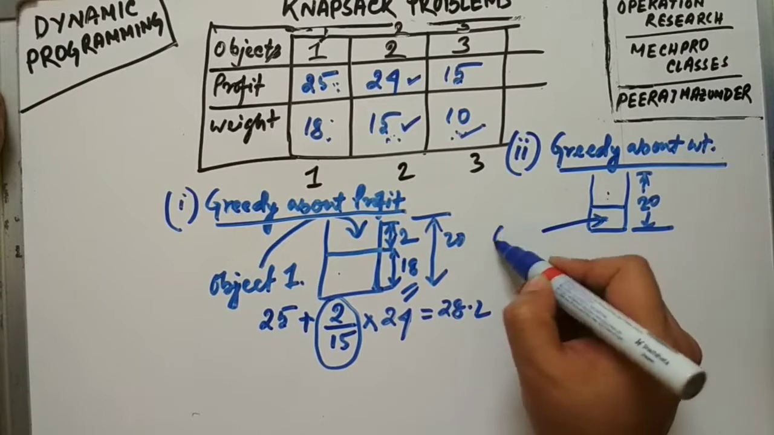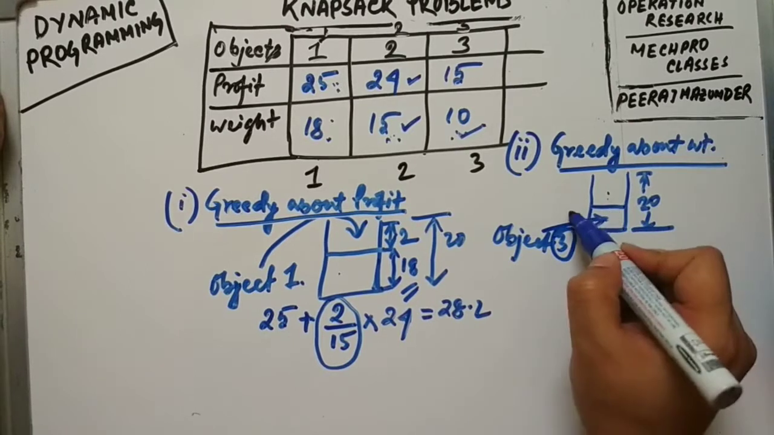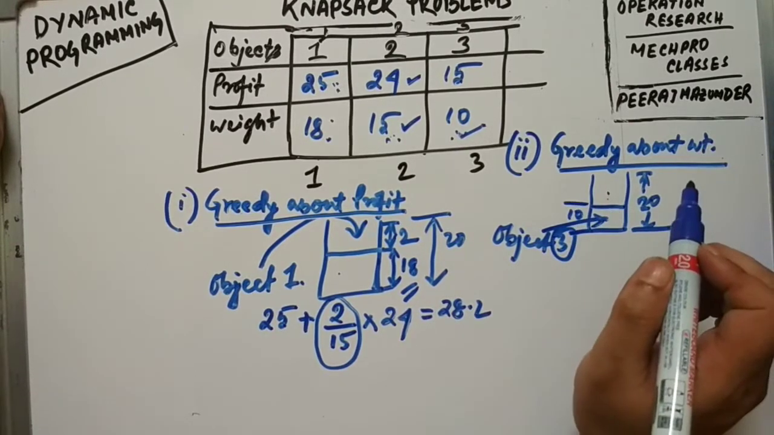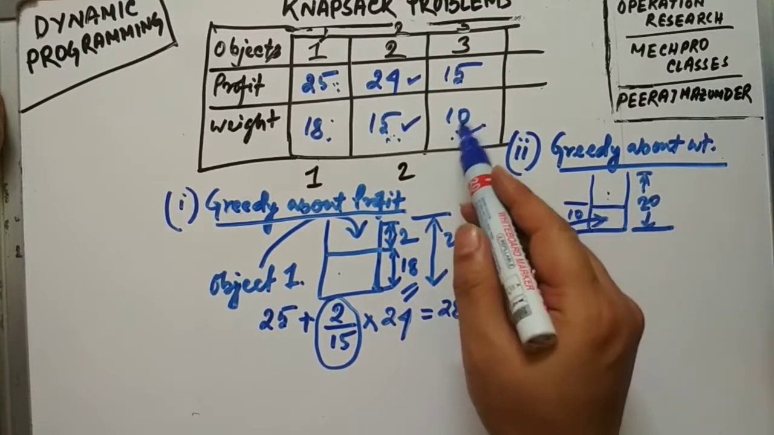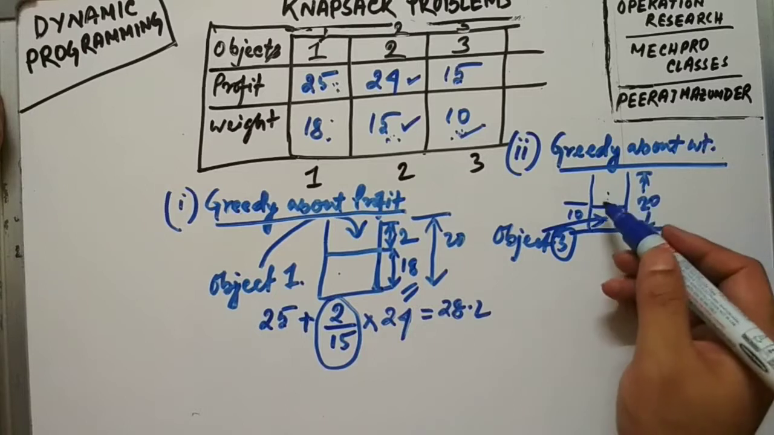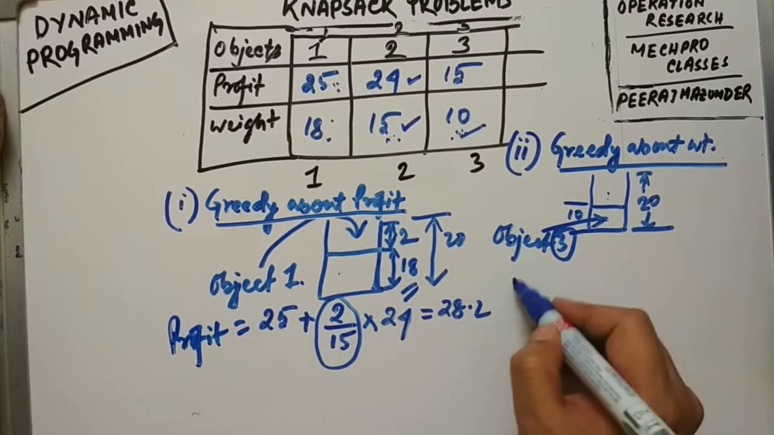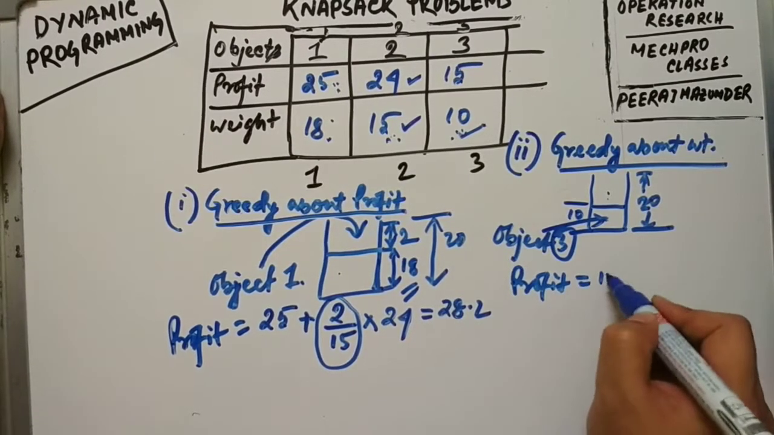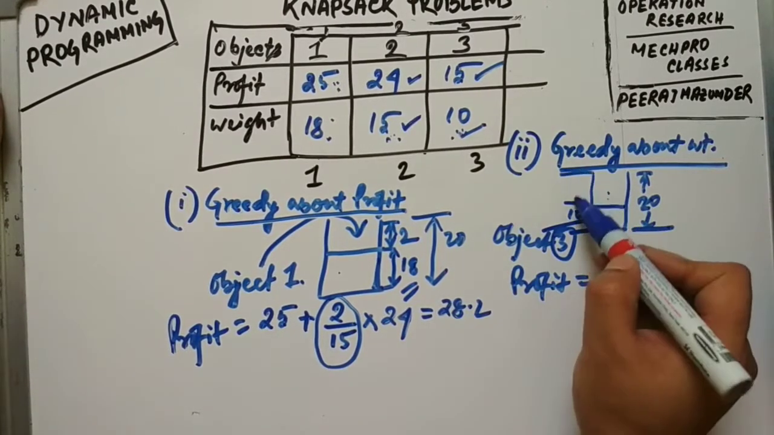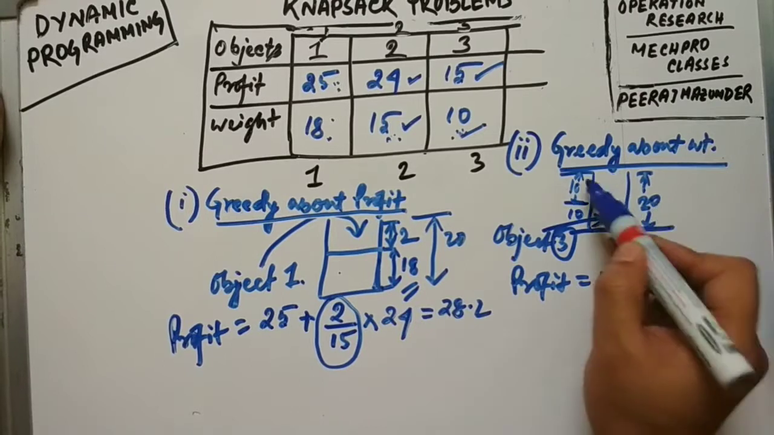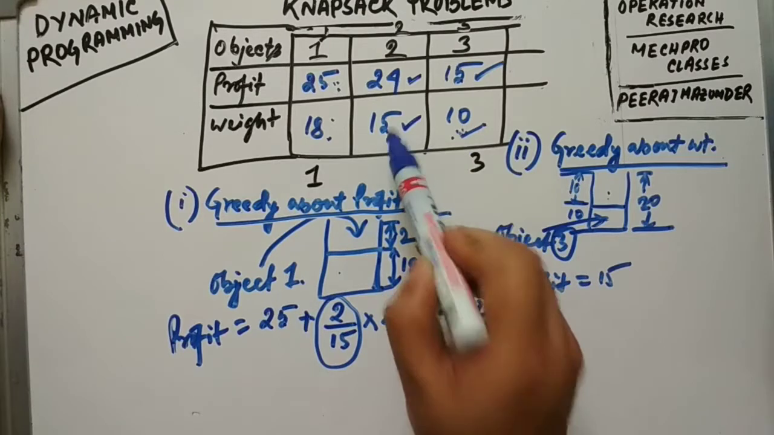So we have filled object 3, and we got 10. For filling this knapsack initially with this weight of 10, we get the corresponding profit as well, which is 15. Now 10 capacity is remaining, since the total capacity is 20. Now we have to find the next lower weight, which is 15.